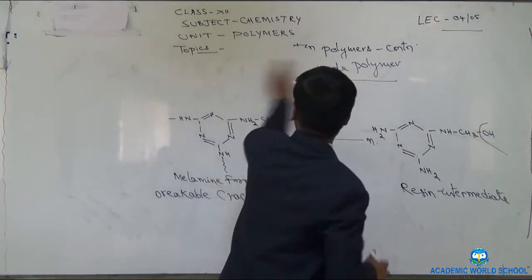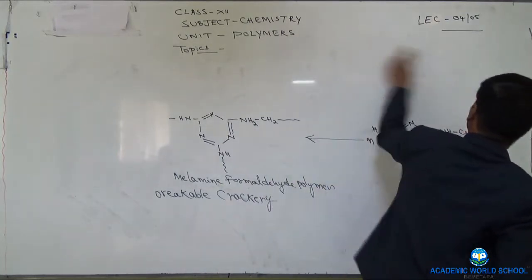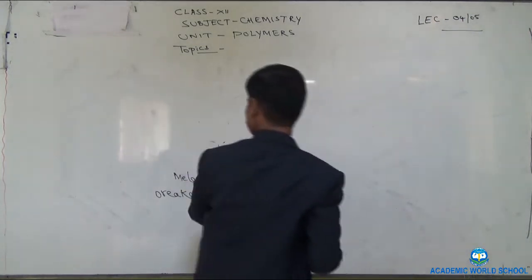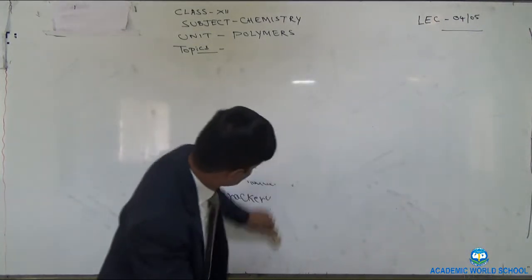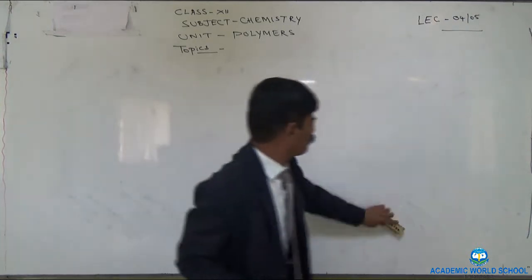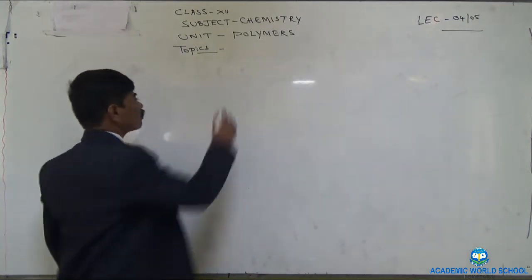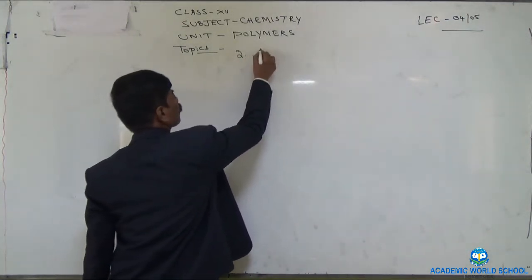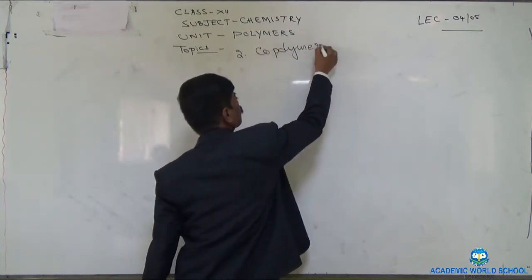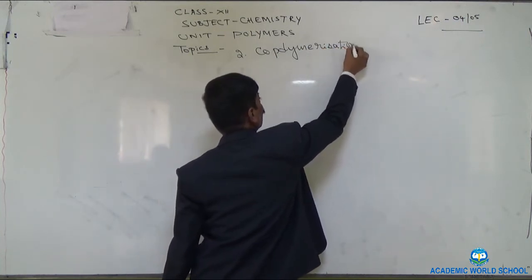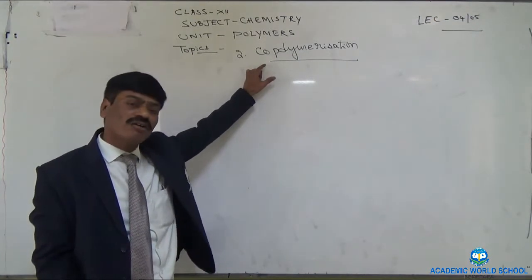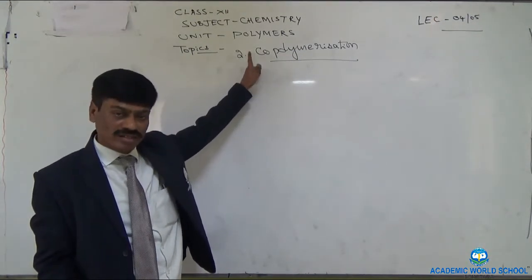Now, let us see today's second topic, that is copolymerization. Co means different. Right. So, second topic, copolymerization. Co means different. Means in this polymerization reaction, we are going to have two different monomers.